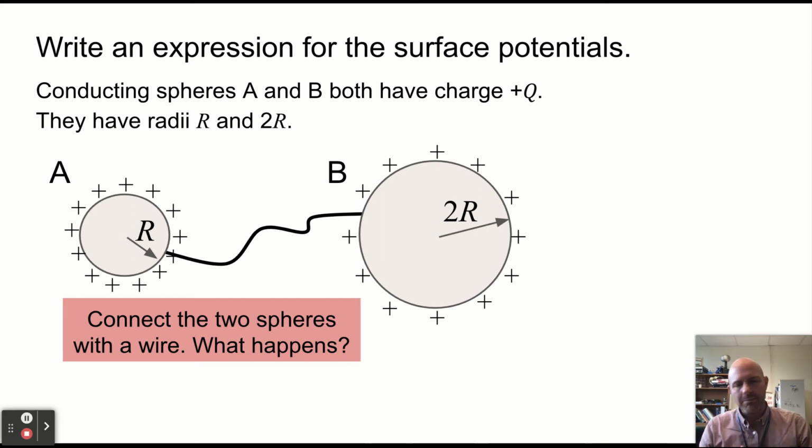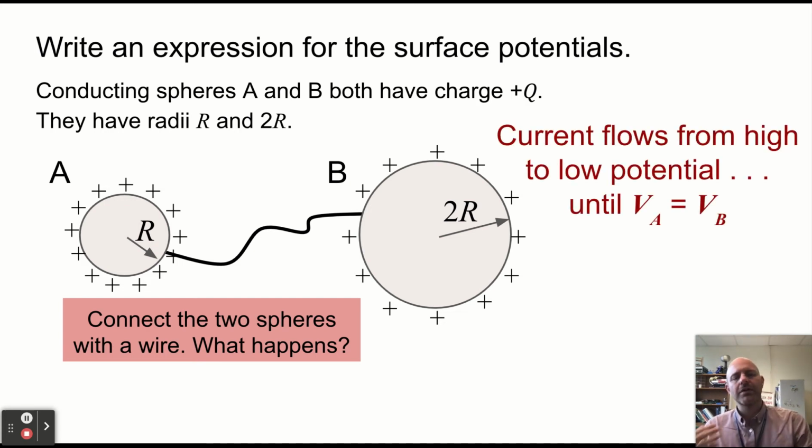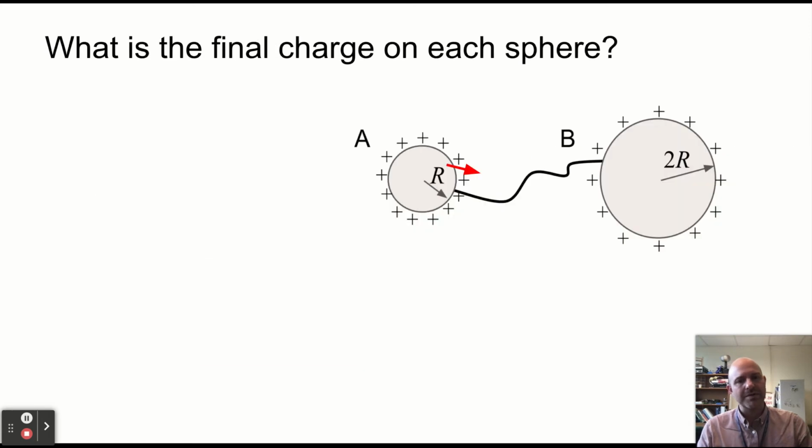There's no resistor or light bulb in the middle, so it's not like we would have color coding different. If you think of the color coding analogy, every piece of metal connected to itself should have the same color or same potential. And so that means that the end result is that the current flows from high to low potential, so from A to B, because A has a higher potential, until the two potentials are the same.